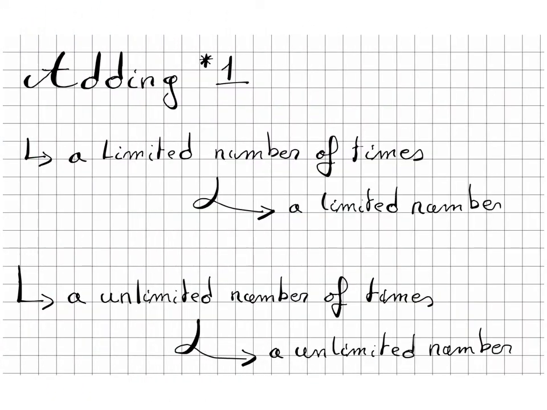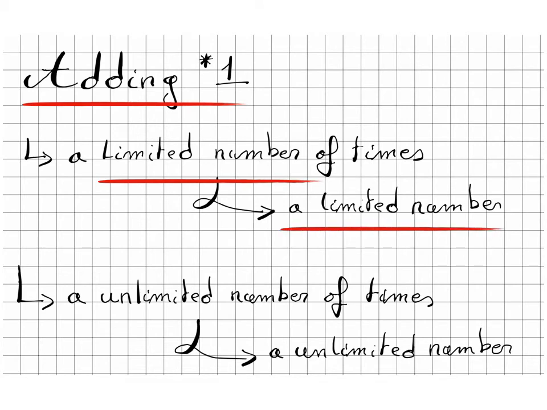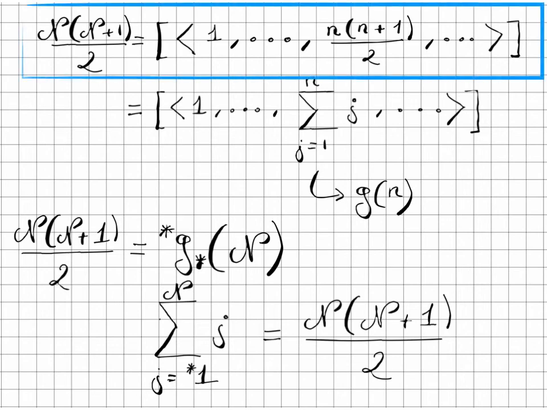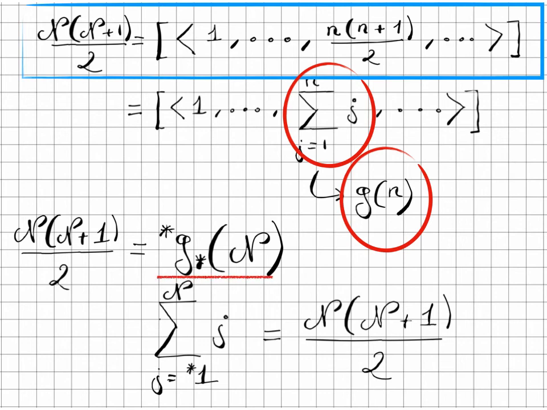We can conclude that adding star 1 a limited number of times is going to give us a limited number, but if we add star 1 an unlimited number of times, we get an unlimited number. Let us now look at the hyperreal number N times N plus 1 over 2. Each element of the sequence can be written as a sum here, which once again I'm going to call g, so that we have N times N plus 1 over 2 equal to the extension of g acting on N. Replacing g by the sum, we get the Gauss summation formula extended to hypernatural numbers.